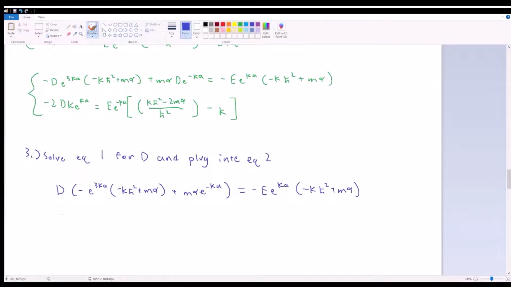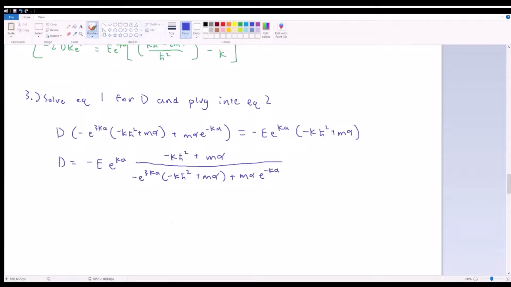So then D is going to equal negative e to the ka, and then negative e 3ka negative k h bar squared plus m alpha, e to the negative ka at the bottom, and then this is a fraction, so this is going to become negative k h bar squared plus m alpha. Okay, this looks horrible. Let me see if there's a way for me to maybe make this a little bit better.